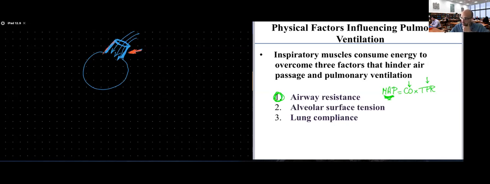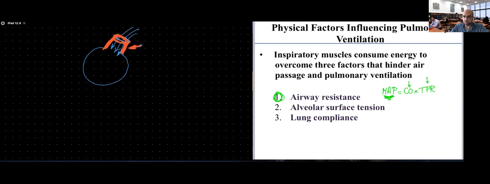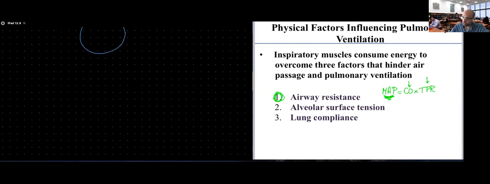So resistance here can play a major role in affecting your ventilation, determining whether you would be able to get air from outside or not. This is the first factor that we are discussing today. The other factor is my alveolar surface tension. If you remember, the air sacs were formed by alveoli. They were lined with a thin film of water, which will allow the gases to travel.